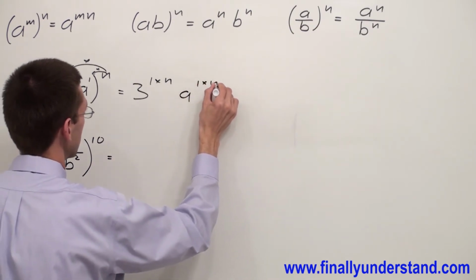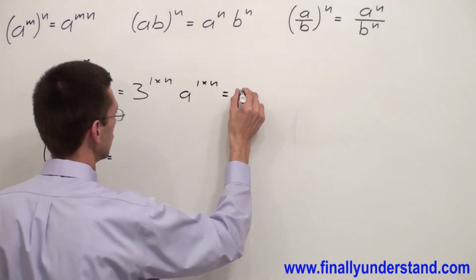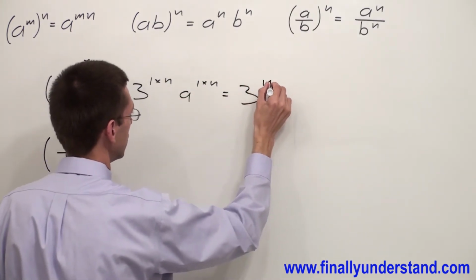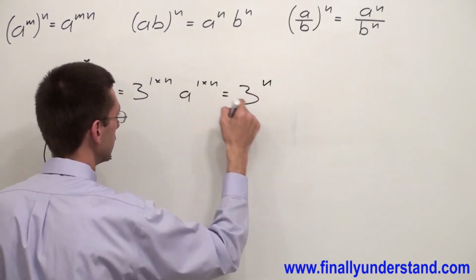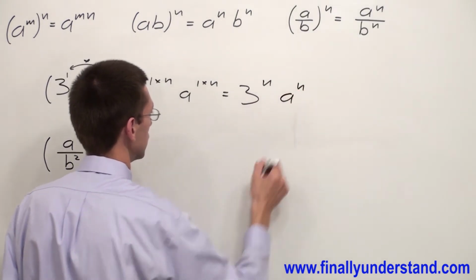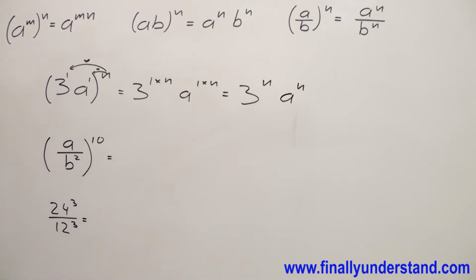So this is going to be equal to 3, 1 times n is n, and a 1 times n is n. So I have a to n. This is the solution to my problem. Let's take a look at this example.